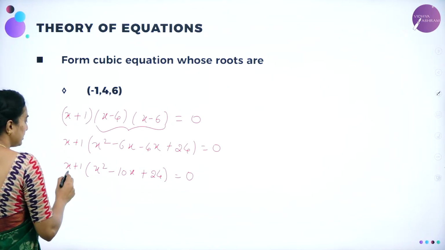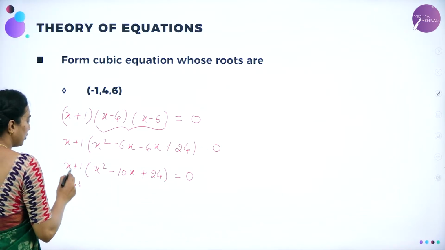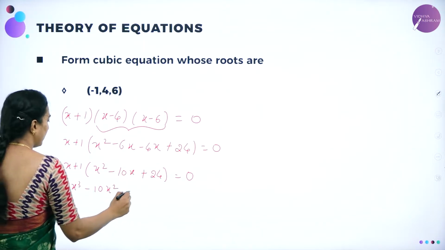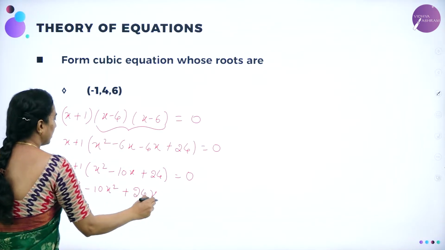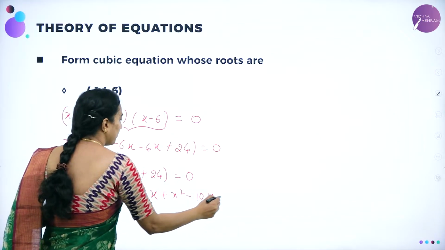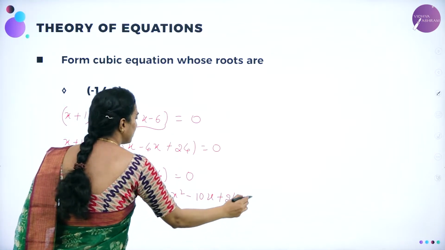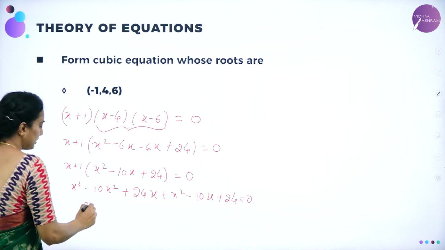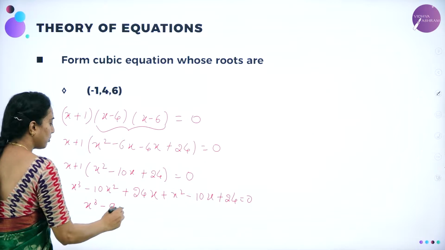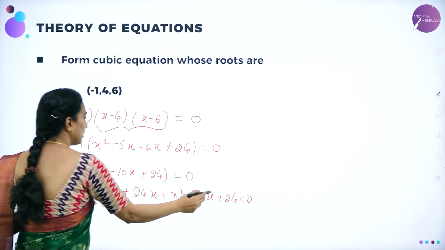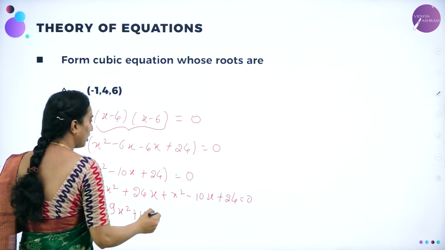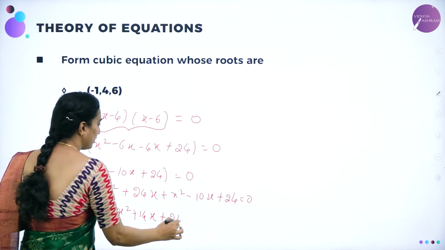Now multiplying this first x term, x into x squared is x cube, x into minus 10x is minus 10x squared, x into plus 24 is 24x. Now plus 1 into this is plus x squared minus 10x plus 24 is equal to 0. Now forming this one, x cube as it is, I am writing minus 10x squared plus x squared is minus 9x squared. Again plus 24x minus 10x is plus 14x. Now the remaining constant is plus 24 is equal to 0.